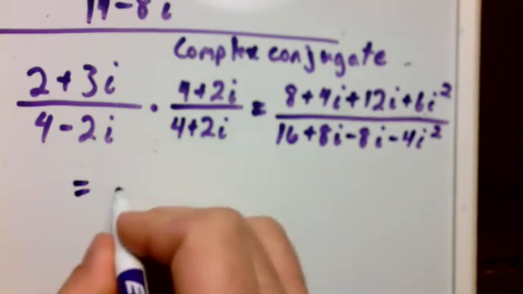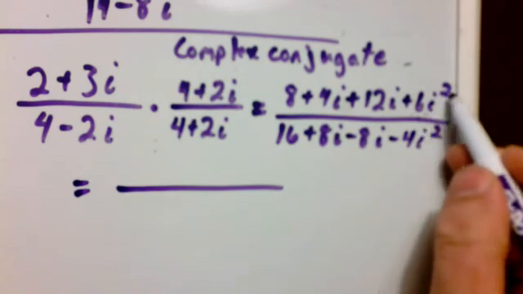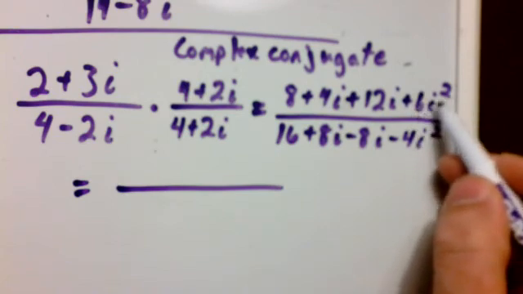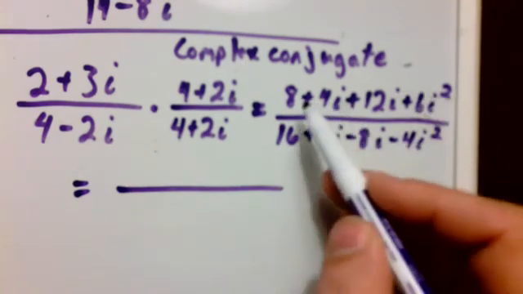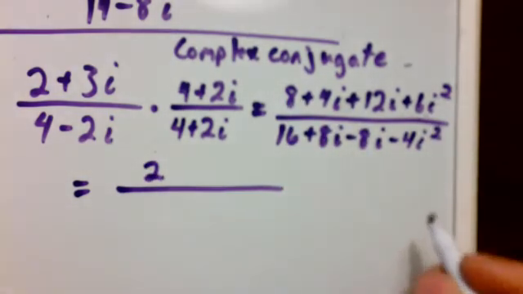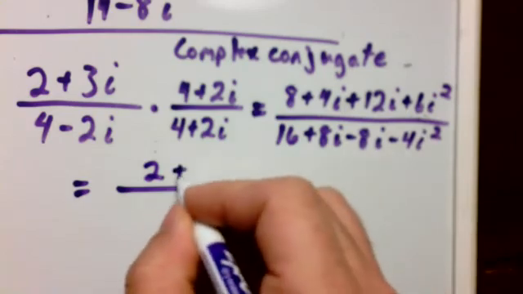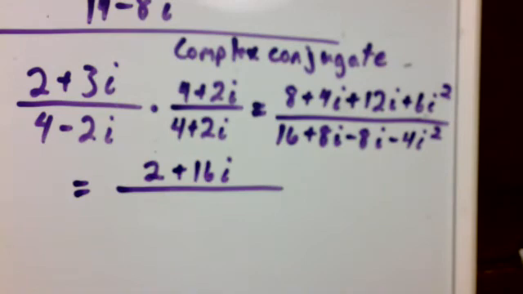So this is going to equal, we want to be careful here. Over here, the 6i squared is going to become, i squared becomes negative 1. So 6 times negative 1 is negative 6. I'm going to go ahead and combine 8 and negative 6 to get 2. And then 4i and 12i is going to be 16i. On the bottom, something very specific happens here, which is the reason I use the complex conjugate.